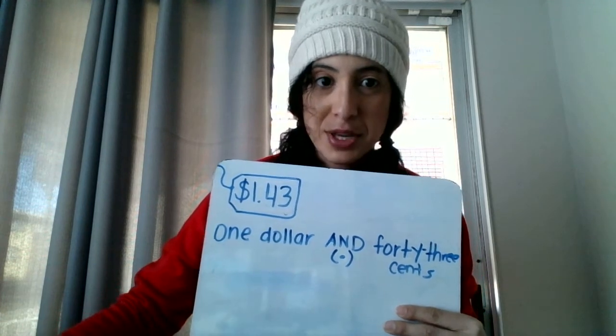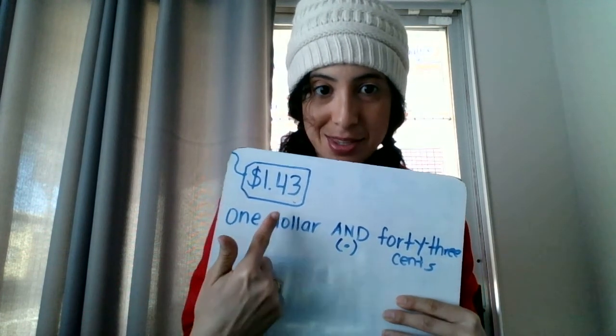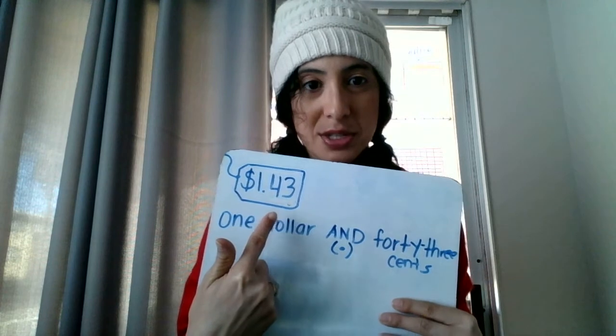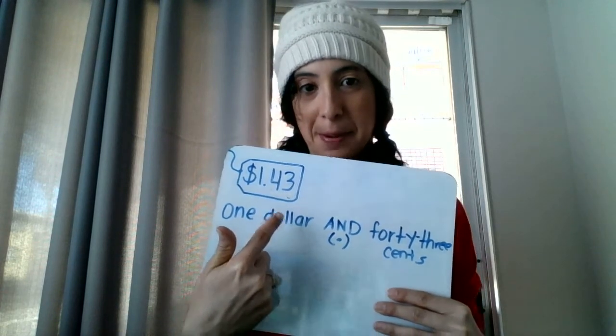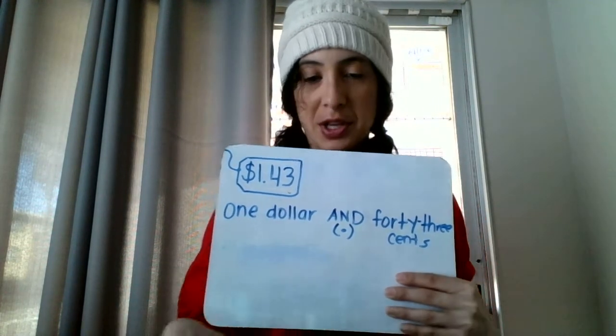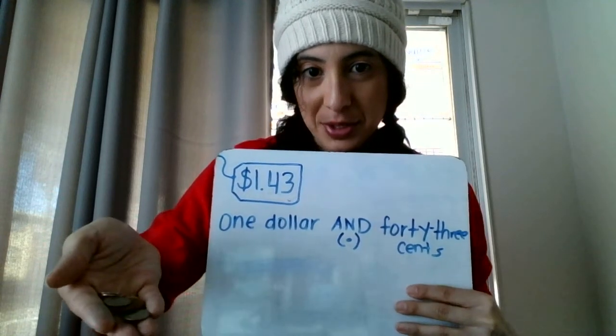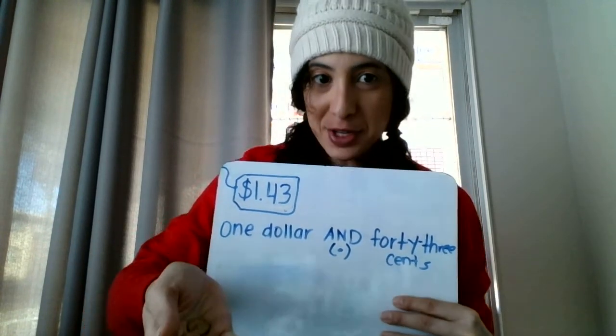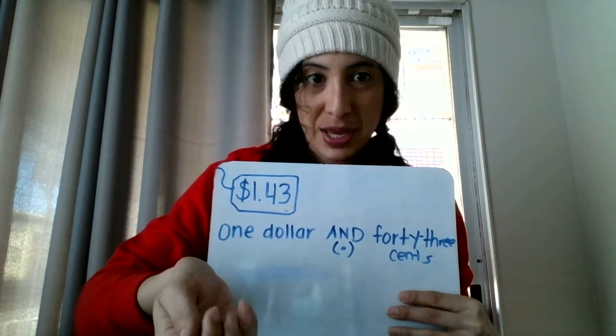There are many different ways I can make this number in coins, but let's focus on dimes and pennies. Okay, so here are the coins I would need. Can't really see them, but in here I have 4 dimes and 3 pennies. Okay?